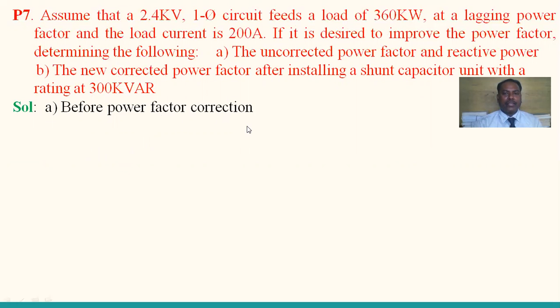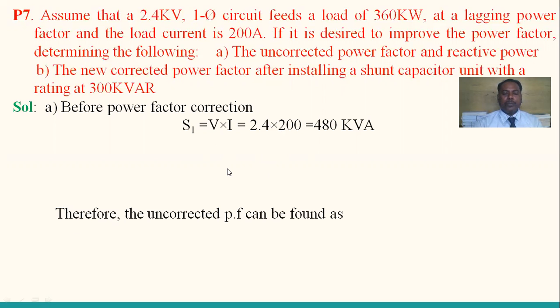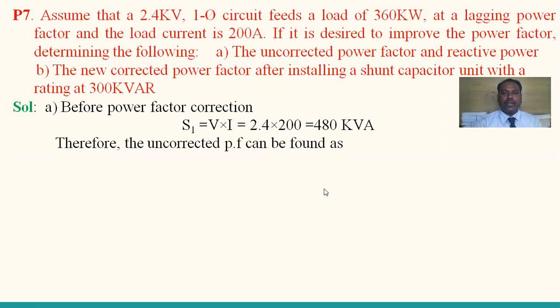Before power factor correction, what is the apparent power? Apparent power is equal to V into I. So voltage is 2.4 kV and current is 200 amperes, which is equal to 480 kVA. Therefore, the uncorrected power factor can be found.